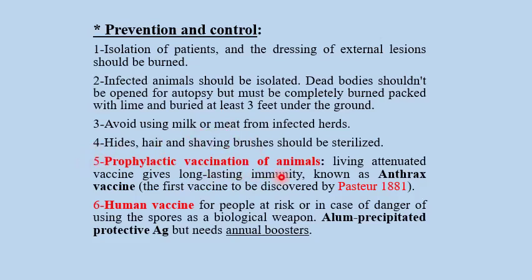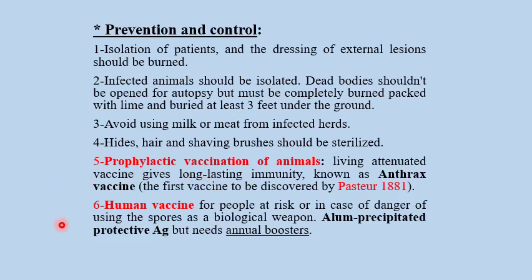Prophylactic vaccination of animals. It is a living attenuated vaccine which gives long-lasting immunity, which is known as anthrax vaccine. And this vaccine is the first vaccine to be discovered by Pasteur, the well-known microbiologist Louis Pasteur, in 1881. So he was the first one to discover the first vaccine to protect the animals in France. He of course is a French scientist, so he was able to rescue a large number of animals that were getting anthrax and dying, by this vaccine.